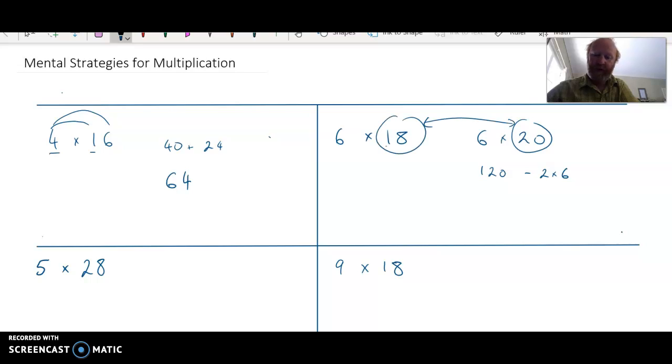So we need to take away 2 lots of 6 because there was an adjustment of 2 between there and there. So this was 18 lots of 6, this is 20 lots of 6. I need to take 2 lots of 6 away, which is 12. So 120 minus 12, what's that? Take away the 10 is 110, take away the 2 is 108.